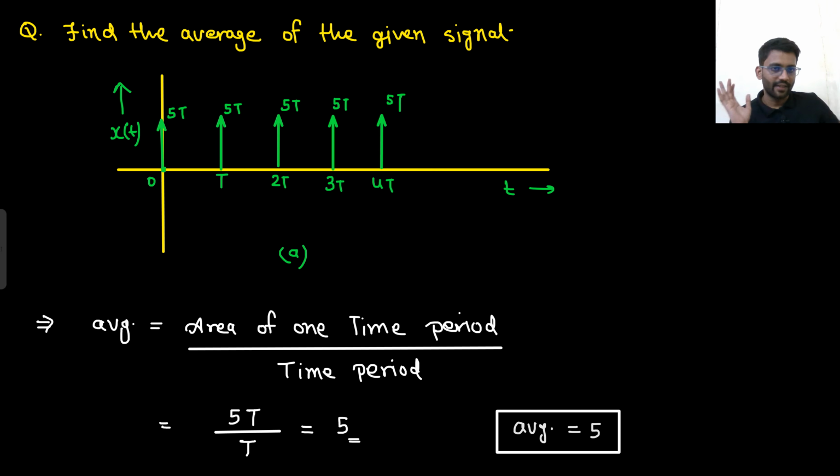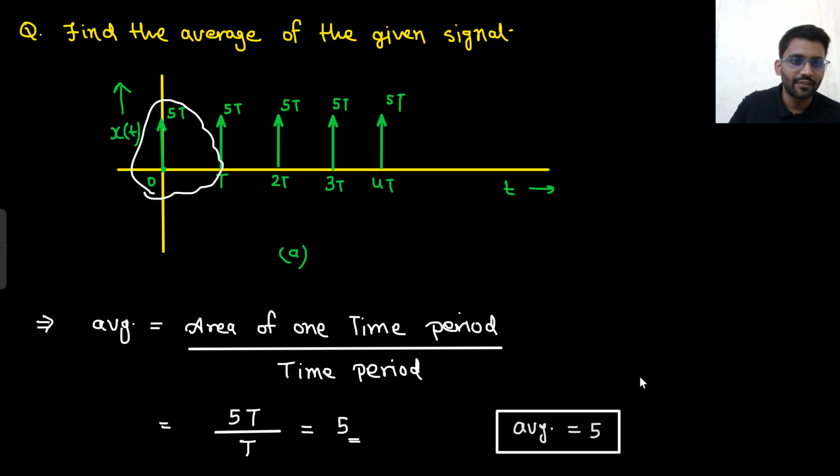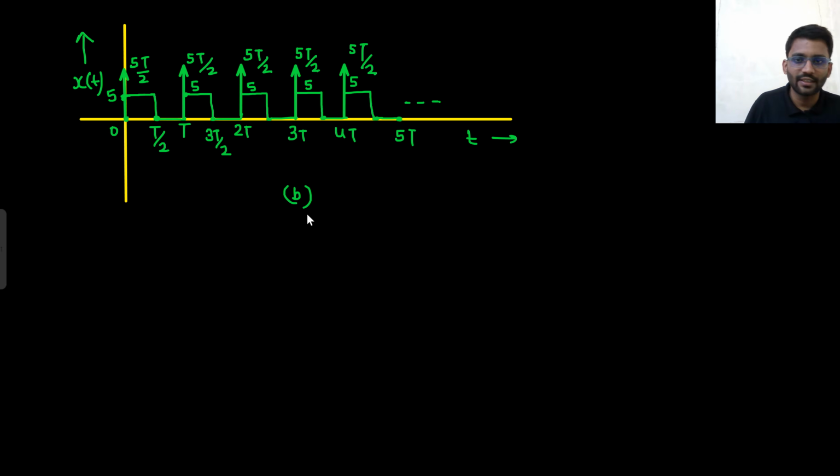Area divided by the time period. What is the area? That is 5T divided by time period. In one time period, what is the area? Area is 5T only, from 0 to T, right? Let's move on. This was signal A, this is signal B.